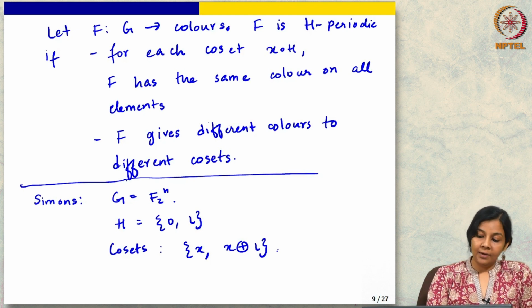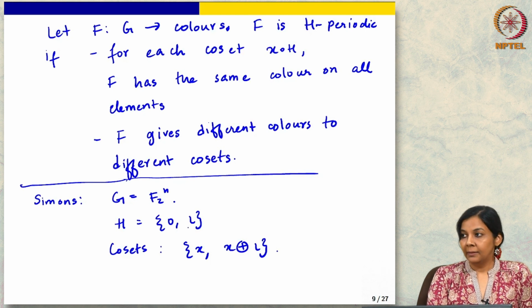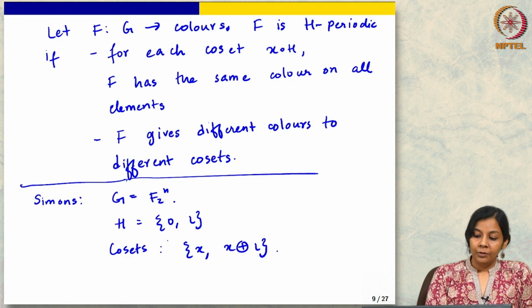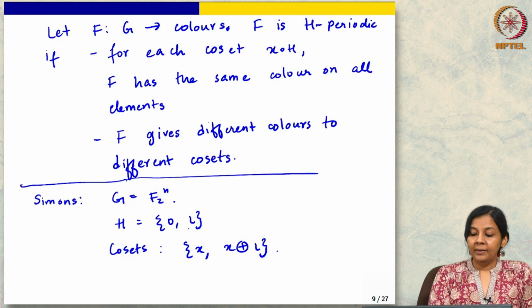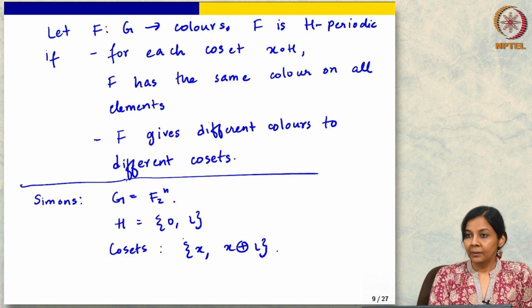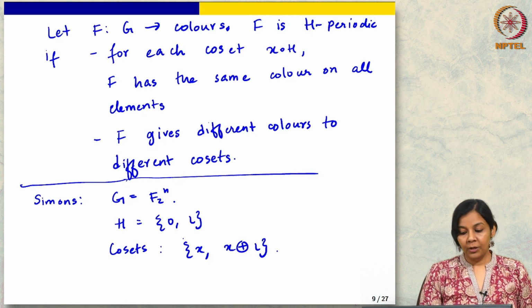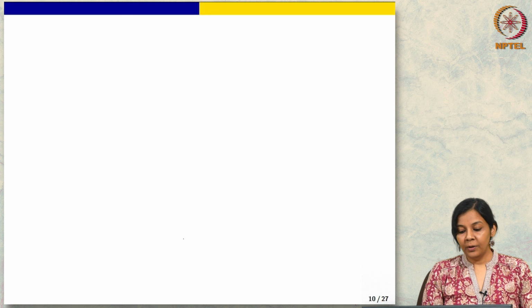So, H is just generated by L, right? L XOR L will also give you 0, okay. So, if you can find L, you are done. Does everyone see that? Okay, good. So, now what about the next one?